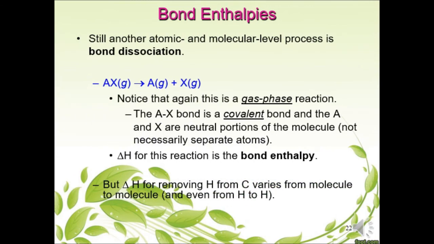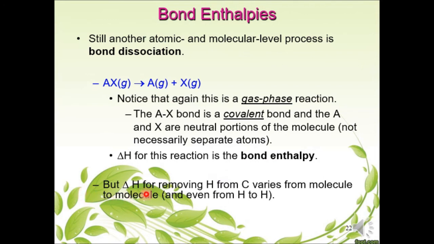Next is bond enthalpy. So this is another atomic and molecular level process. Let's say you have a gas phase reaction. Notice it's still in gas. So we have the bond between A and X, so you get A and X after dissociating the covalent bond. In this reaction, we name it bond enthalpy.